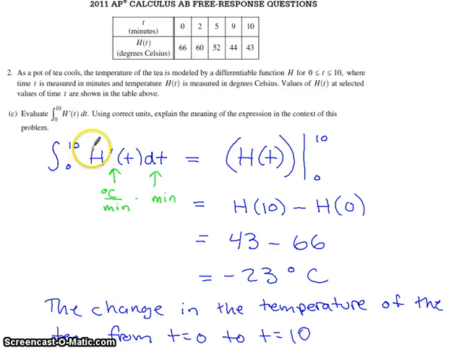Many times this year we've integrated a rate of change. This is the rate of change of the temperature of the tea, and when we integrate that rate of change, we get how much change has actually occurred from this t value to this t value. So a drop of 23 degrees Celsius was the change in the temperature of the tea from 0 to 10.